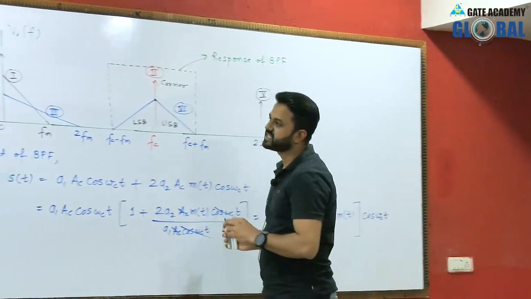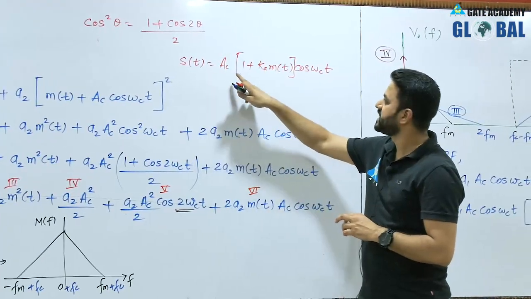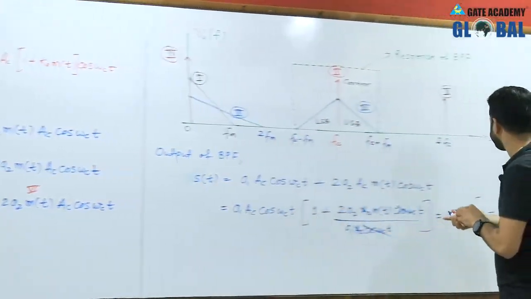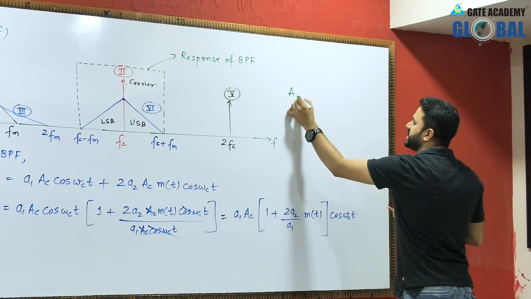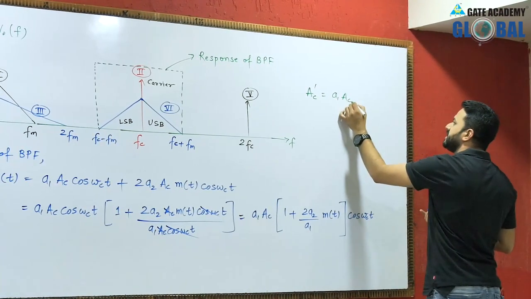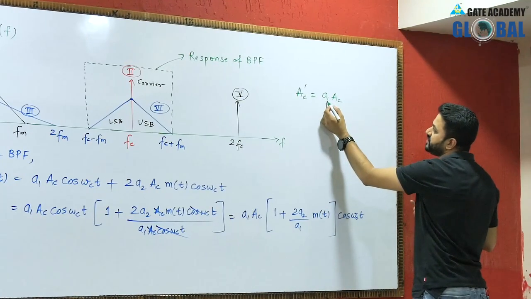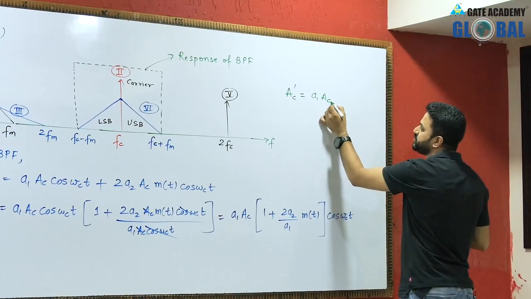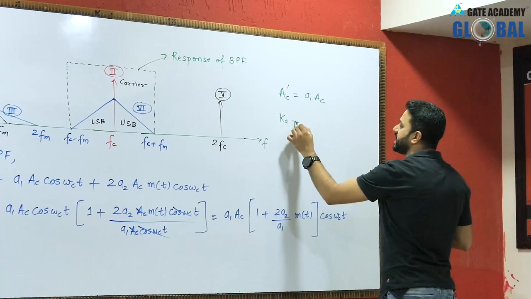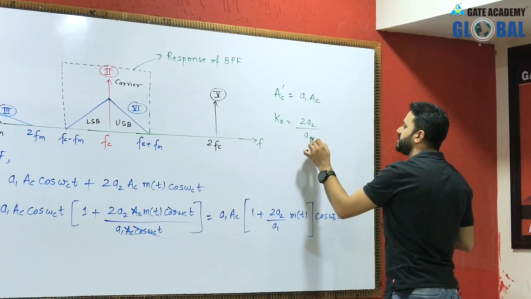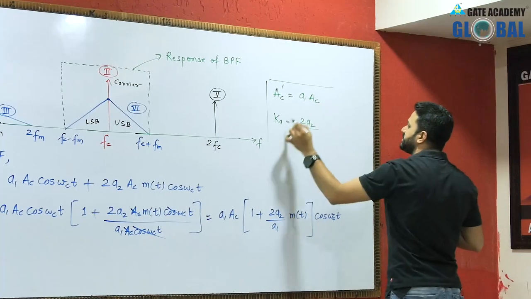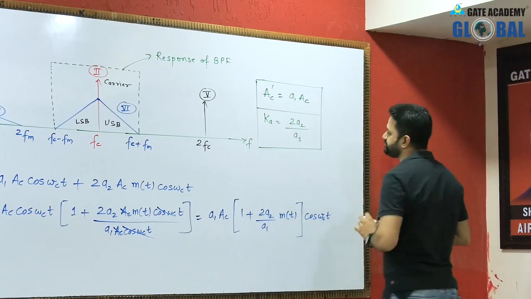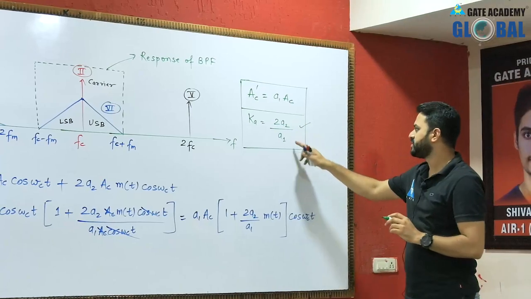So if we compare this resultant equation with the standard equation, we get the carrier amplitude at the output as A1 times Ac. So the new carrier amplitude becomes A1 times Ac, where A1 is the constant of the nonlinear device and Ac is the carrier amplitude input to the square law modulator, and this k is 2A2 by A1. So we get these two results. It is very important: k equals 2A2 by A1.